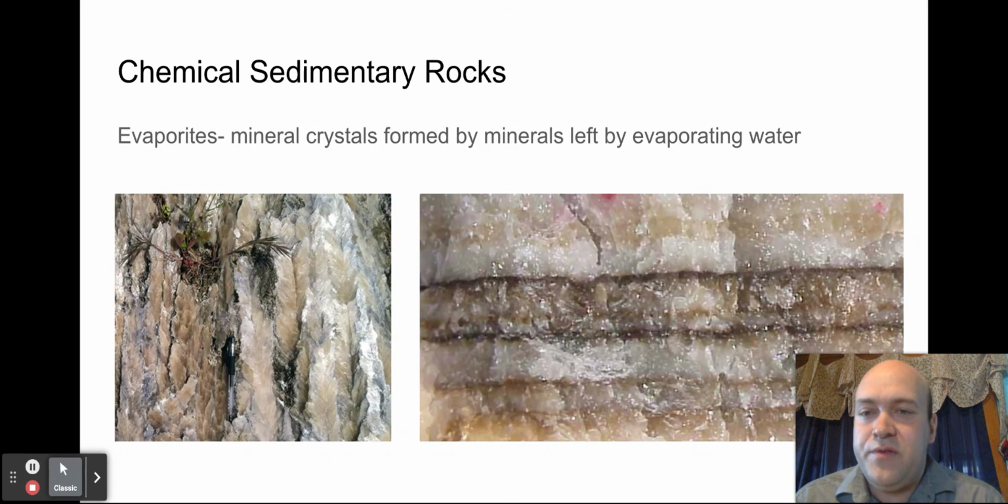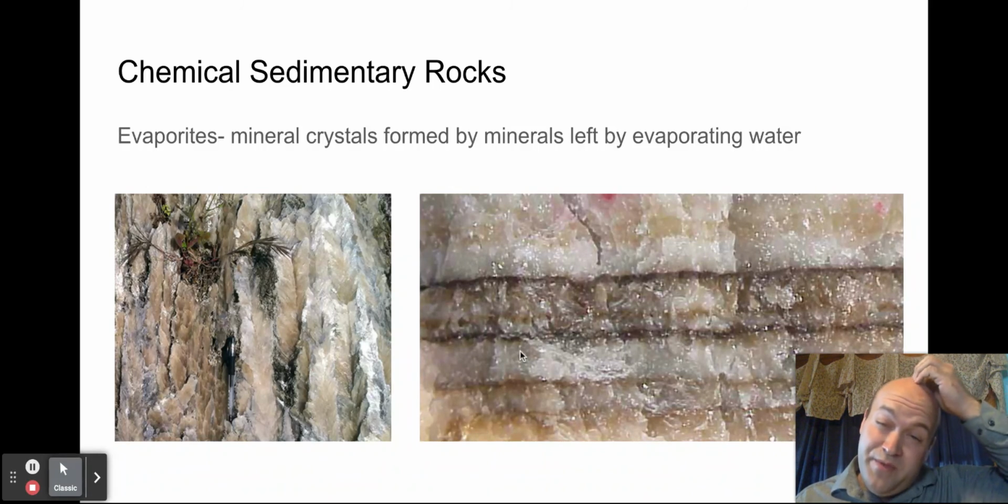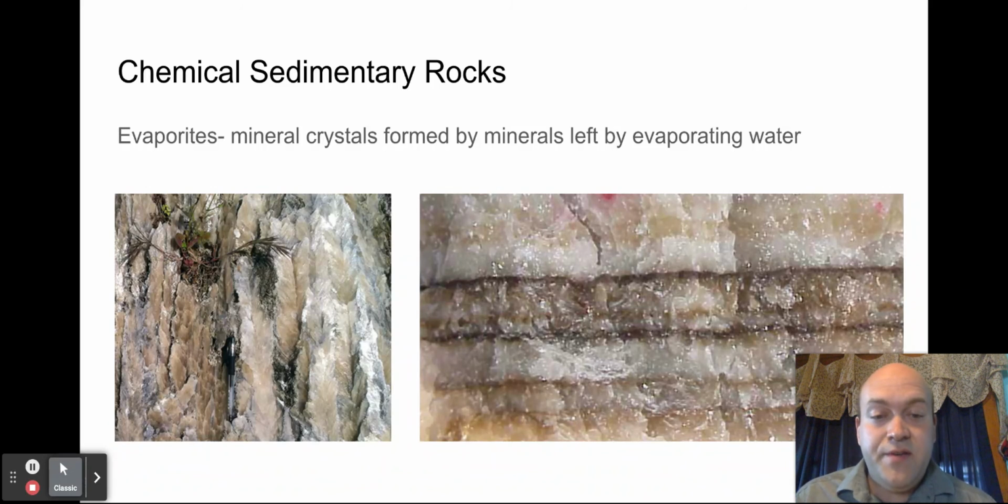The last kind of chemical sedimentary rock I want to talk about is evaporites, and that's from situations where there's water that evaporates and leaves behind all of its trace minerals. So over and over again, the water comes in, deposits some evaporites when it evaporates, and we end up with these layers. One really common example of this would be the Bonneville salt flats, where that lake dried up and all of the salt deposits left over would be considered evaporites.